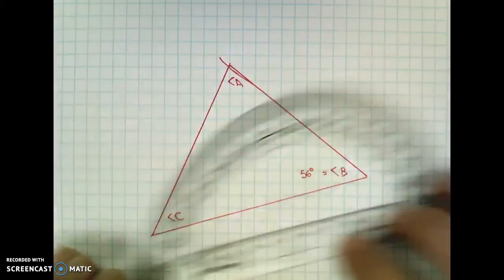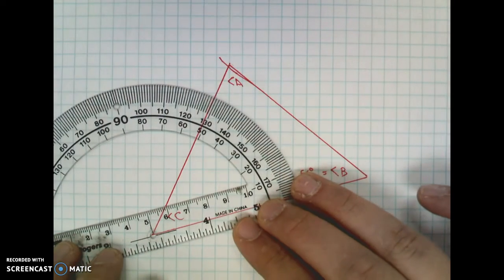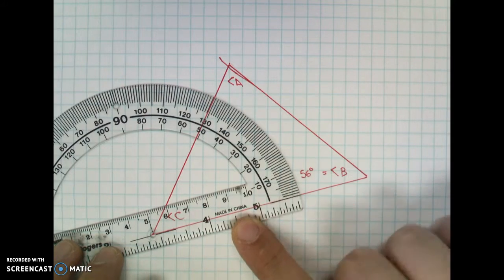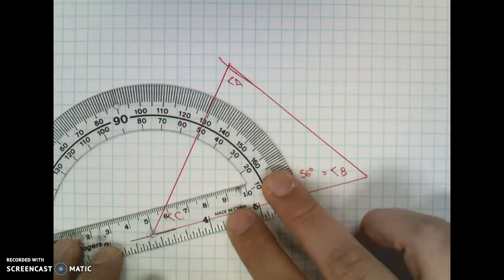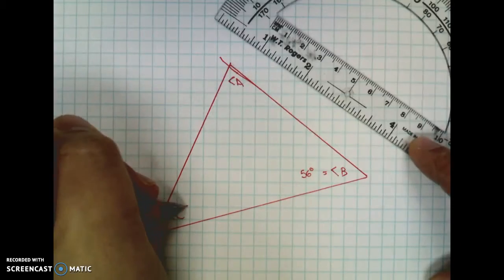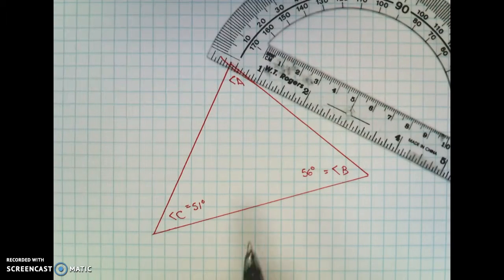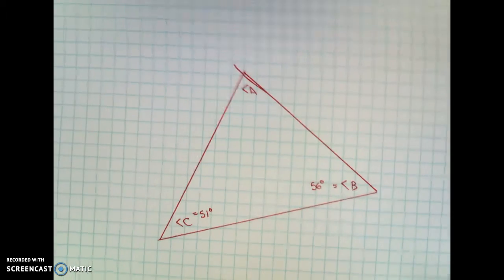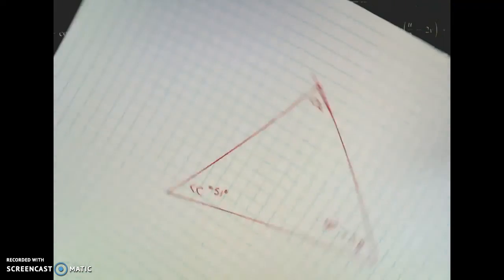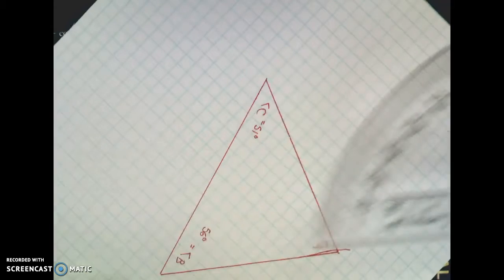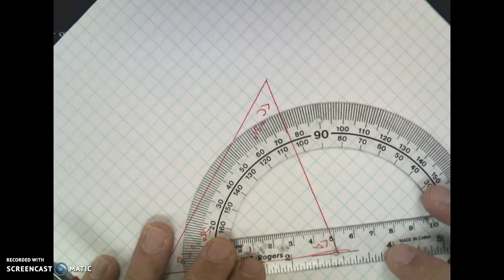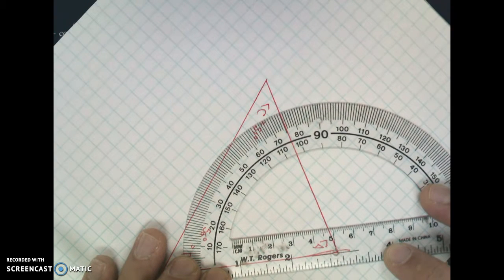Okay? I'm going to go find my next angle over here. I'm going to line it up. This time I'm going to use the inside set of numbers since I'm counting up, and it looks like this one is going to be 51. So that gives me 107 degrees. So that kind of gives me a hint of what my last one needs to be. That means it would need to be about 73, it sounds like. So let's see how accurate our triangle is drawn.